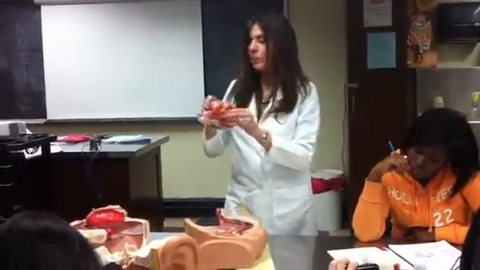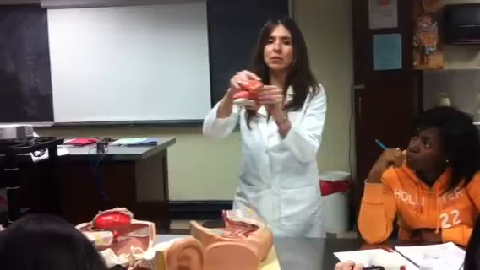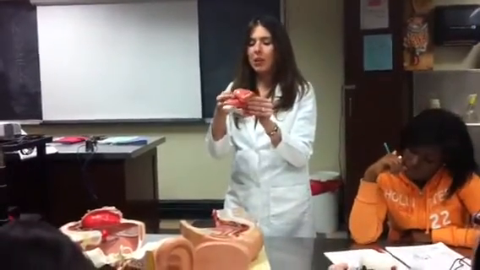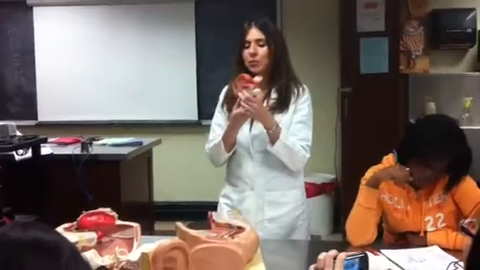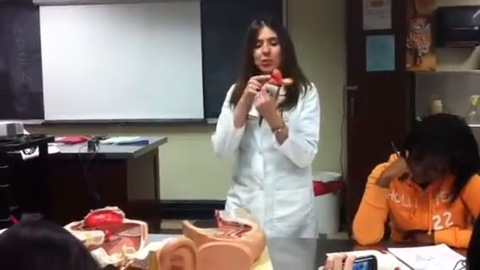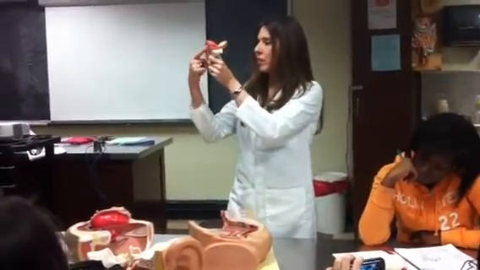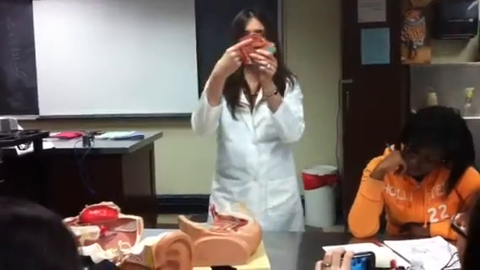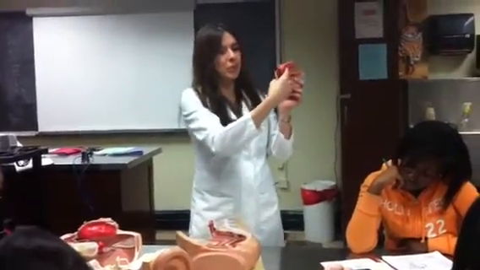The uterus, here it is. This is the uterus, a muscular organ made out of smooth muscle. The lining of the uterus is called endometrium, which is basically this pink line inside the uterus. This is the endometrium.